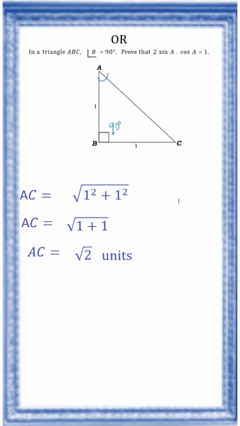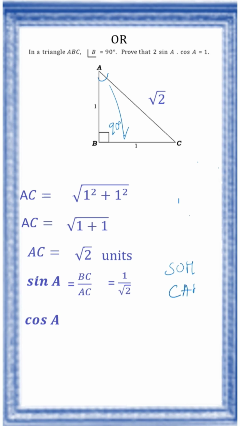So sin A is equal to how much? Sin A ratio is opposite by hypotenuse, SOH. Opposite is BC, hypotenuse is AC. BC is 1, AC is square root of 2. So sin A is 1 by root 2. Cos A.